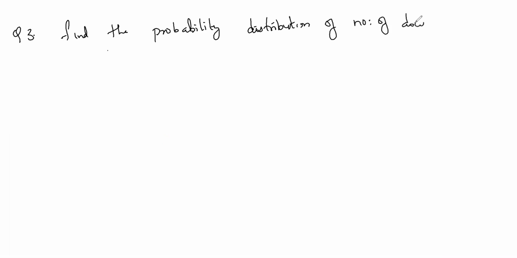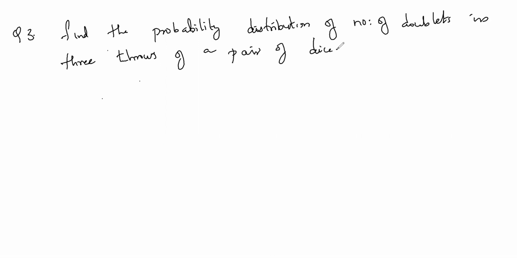Find the probability distribution of the number of doublets in 3 throws of a pair of dice. So first thing, solution.